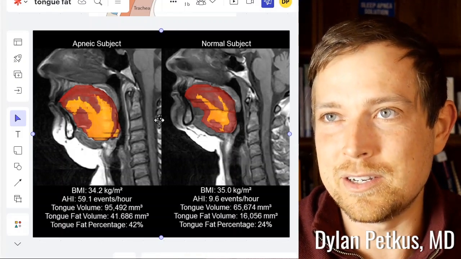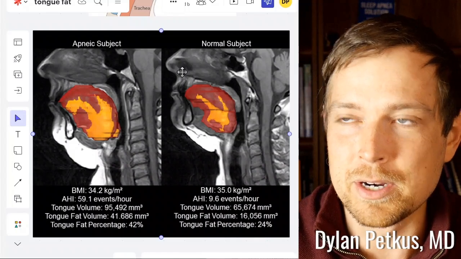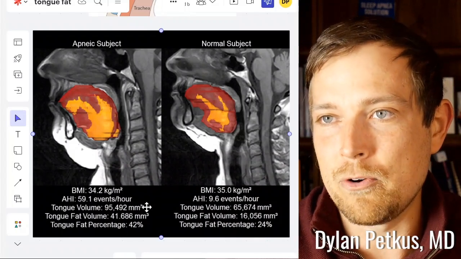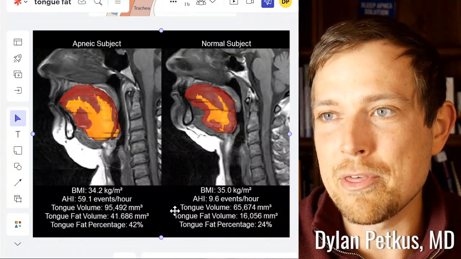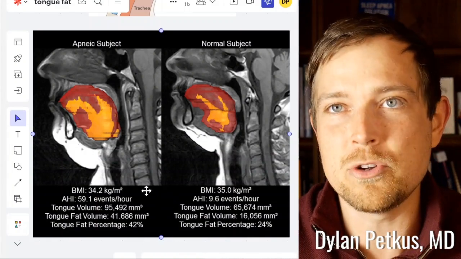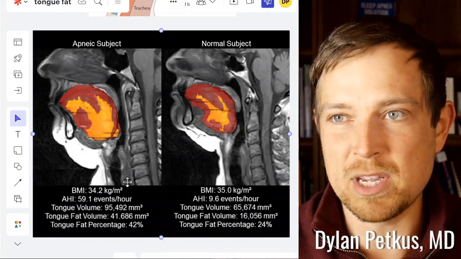Well, look at these tongues here. Obviously, the one on the left is bigger than the one on the right, but by how much? If you look over here, quite a bit, about 30% more in terms of tongue volume, in millimeters cubed. I know you think about that all the time.